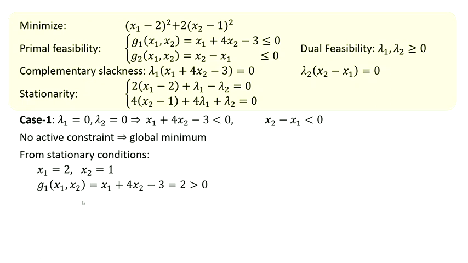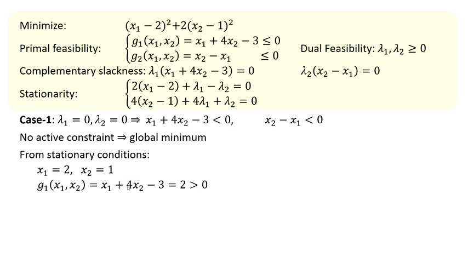Because once we're looking at 4 cases, in all 4 cases we'll solve it and check if all the KKT conditions are satisfied. So let's look at whether this constraint is satisfied. If G1 is this, it's greater than 0. So it's not satisfied, right? It must be less than or equal to 0.